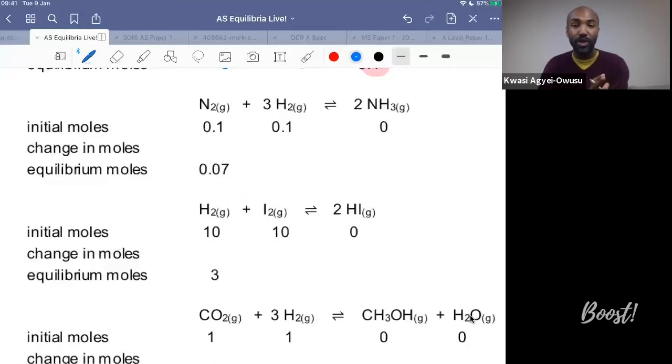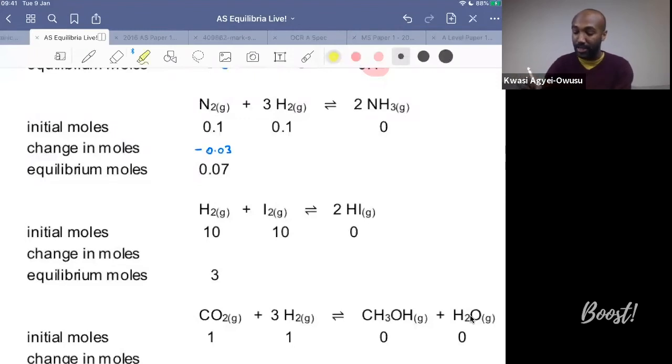Okay, so we've used up an amount of nitrogen and we've got 0.07 of it left. So we can work out the change in the number of moles. Nitrogen is being used up and the exact amount being used up is 0.03 to give us 0.07 left over. Now, if we're using up 0.03 moles of nitrogen in the reaction, how many moles of hydrogen are we going to be using up?